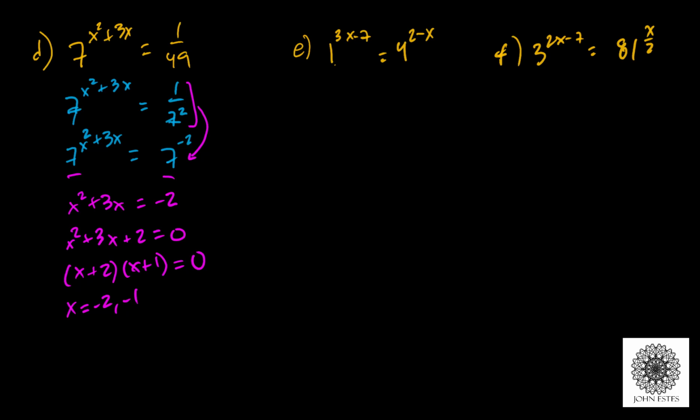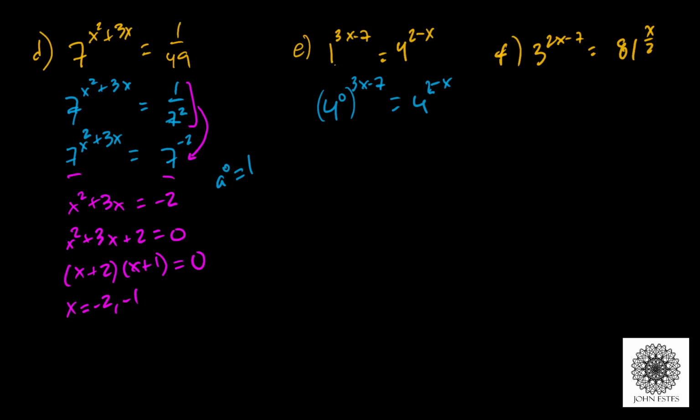Alright, let's look at part E, because part E's got a trick here. I have 1 to the 3x minus 7 power equals 4 to the 2 minus x. And can I write these as a common base is the question. Well, yes. So remember that anything to the 0 power is 1. So that means here that the 1 is actually 4 to the 0 power, to the 3x minus 7, equals 4 to the 2 minus x.